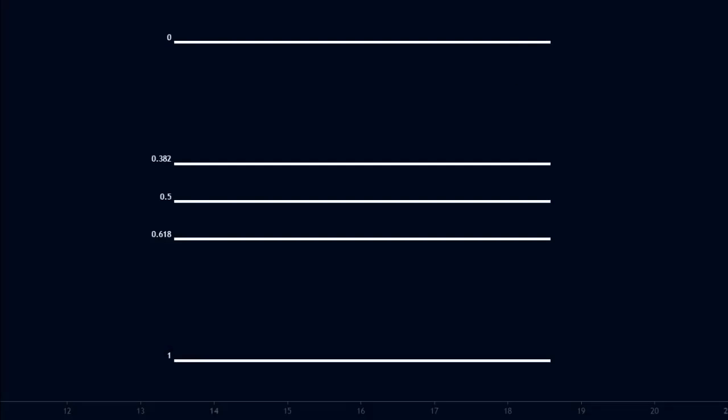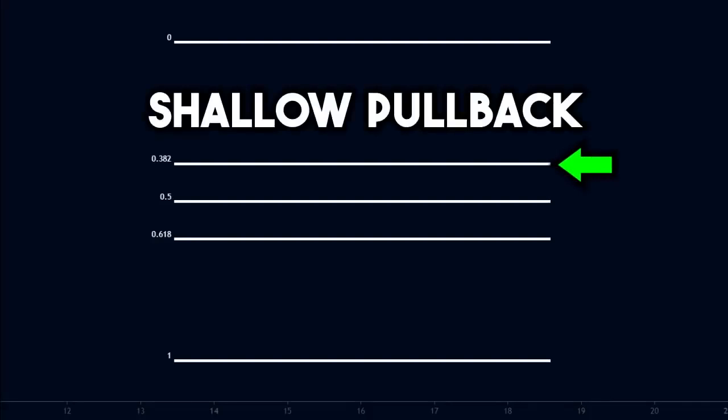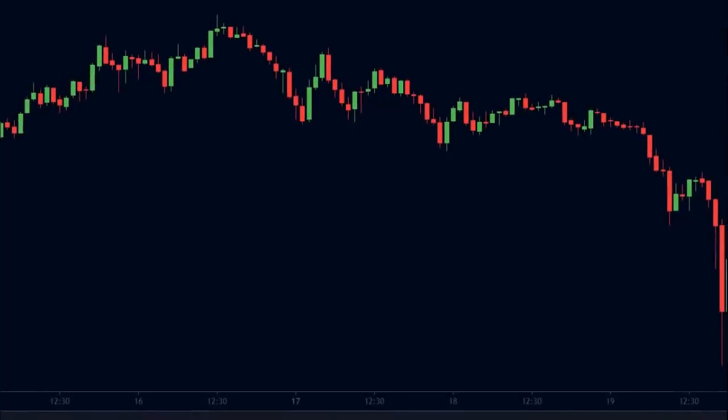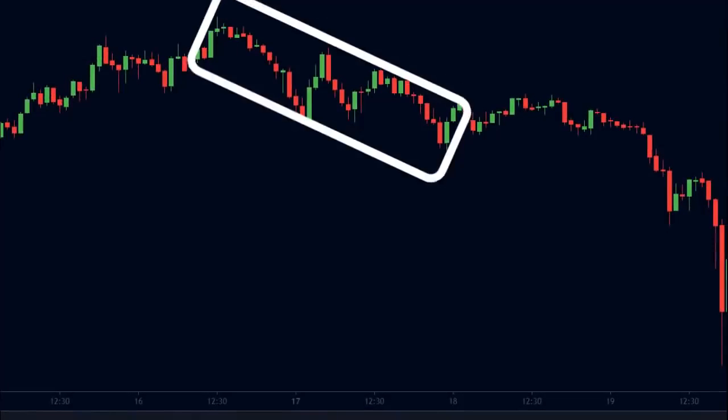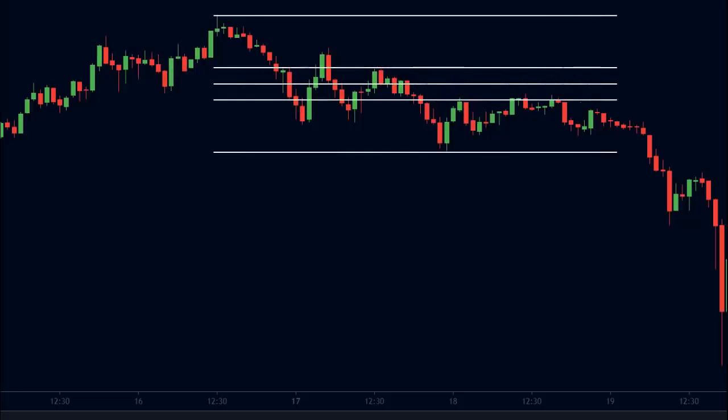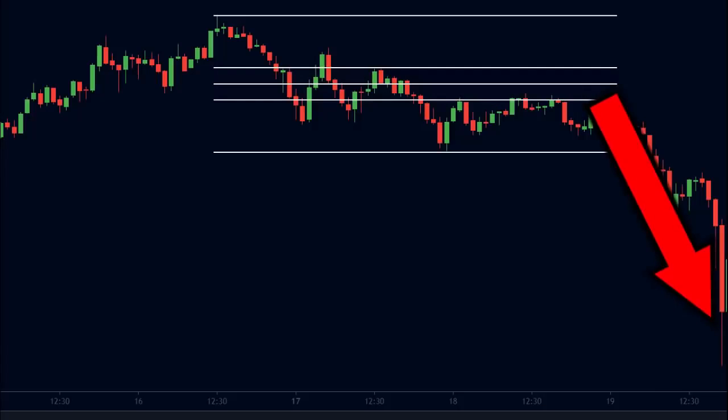The secret here is that when the price makes a pullback, if it does not go beyond the 0.382 level, it is called a shallow pullback. Shallow pullbacks lead to a larger move. For instance, look at this chart. Here we see the market make a strong down move. So, we plot the Fibonacci retracement tool to measure the pullback. As you can see, the pullback is short and shallow. It does not go beyond the 0.382 level. Hence, we can expect a strong down move. And as you can see, there was a sharp sell-off after the shallow pullback.